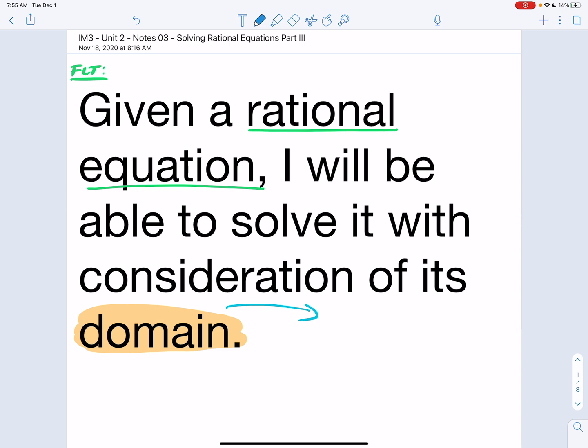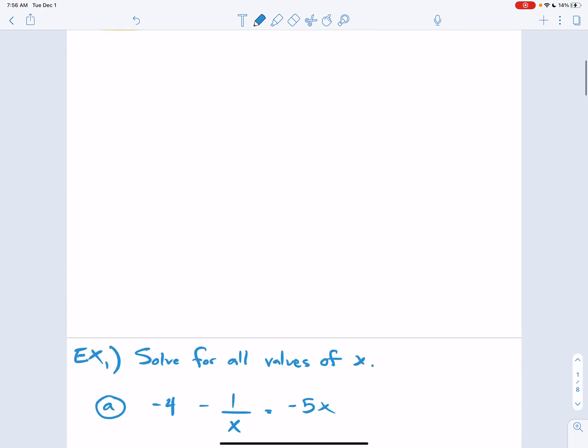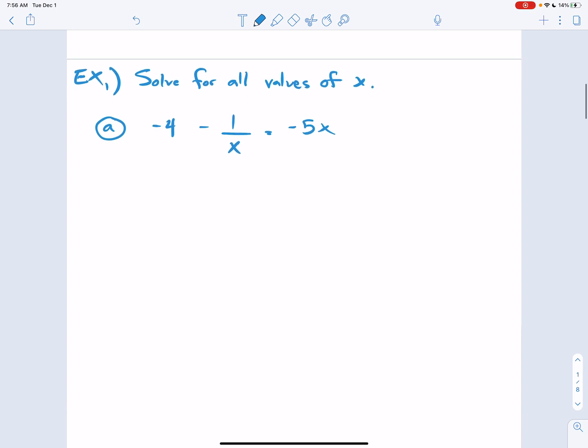So given a rational equation, you're going to be able to solve it with consideration of its domain. So just a reminder that rational is just a fancy word for fractions, okay? So we're still getting a lot of equations with fractions in them. So knowing that, there's going to be variables all over the place, okay? So I'll show you some of the different variations of what they can expose to you. But here we go. Here's example 1. Write it down and then press play when you're ready.